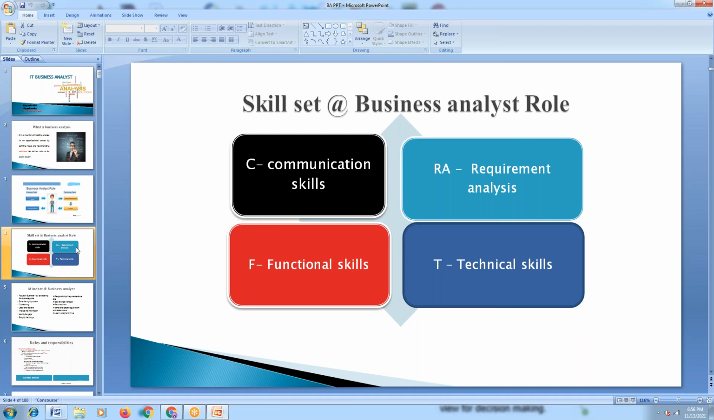Yes. So this is the introduction about BA, why a business analyst is required, and what kind of skill set we need to acquire. Now, if you have any queries in reference to this, please go ahead.